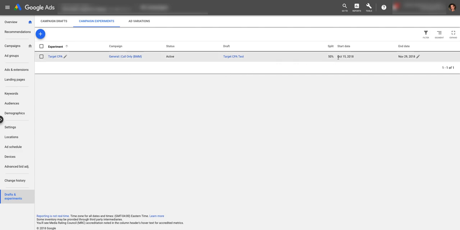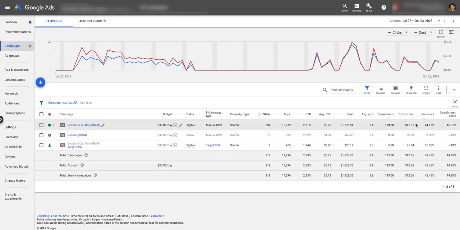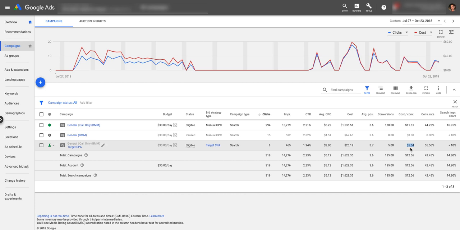You can see here this went active on October 15th, which was not very long. That was not even 10 days ago. 50% split on traffic. And the goal was I wanted to get the CPL lower. As you can see, we were at around $11.81. And right now I set a target CPA of $5. Google's doing a pretty fair job of getting close to that $5 at $5.04, which I'm perfectly fine with.